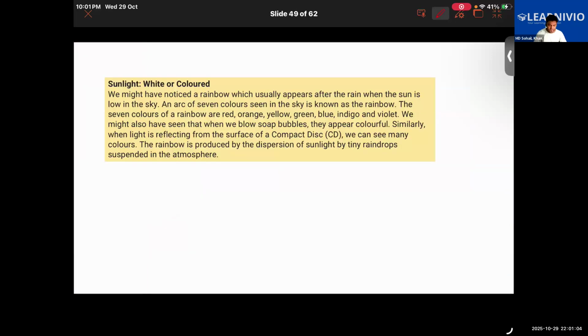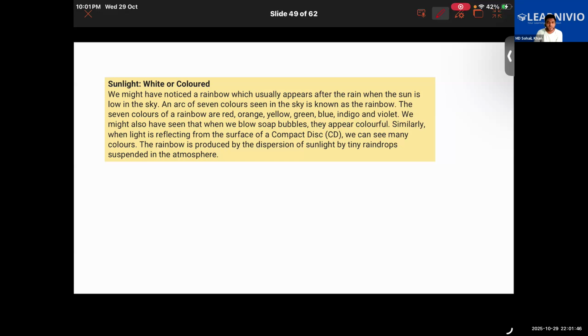Okay. So that arc of seven colors that you see in the sky is what we call a rainbow. The seven colors in order are red, orange, yellow, green, blue, indigo, violet, in short called VIBGYOR. You might also have seen this when you blow soap bubbles. If sunlight passes through them, you will see those colors appear in the soap bubbles also. Similarly, you might have seen it when light reflects from the surface of a compact disc, a CD. So let us understand how this colorful light is produced.